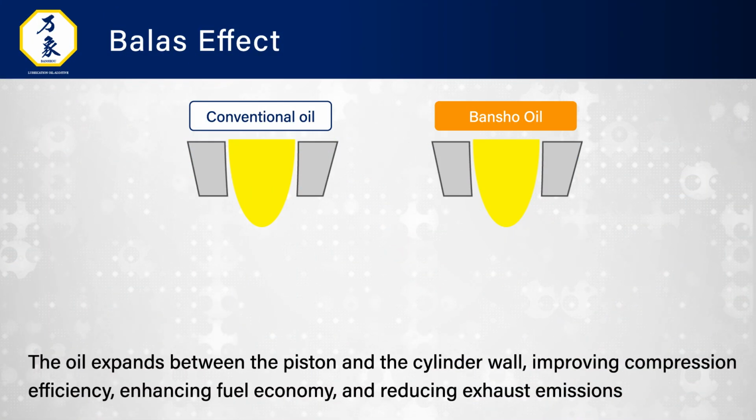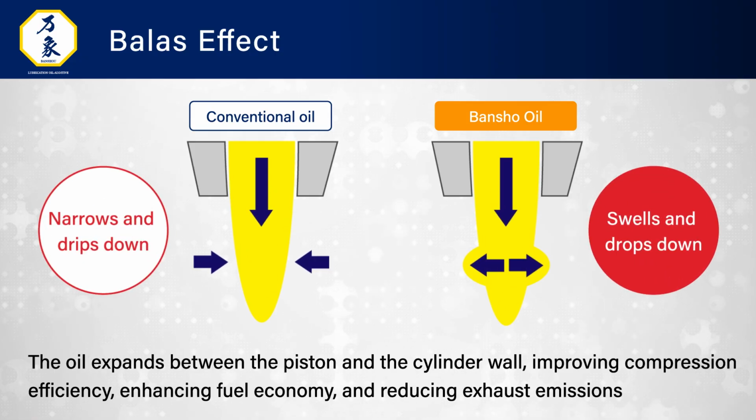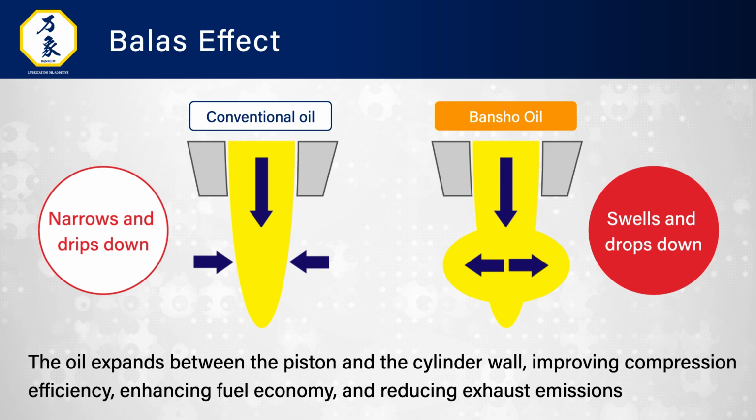Bansho Oil also possesses a unique property: it expands under pressure. As it circulates through the engine, it slightly expands in microscopic gaps, a phenomenon known as the Barras Effect. Even between the piston rings and the cylinder walls, this expansion prevents combustion energy from escaping through the gaps. The result is more complete fuel combustion, increased engine power, cleaner exhaust, and improved fuel efficiency.